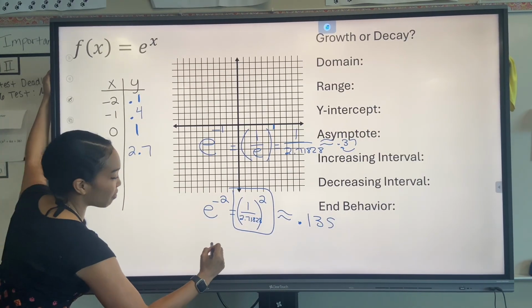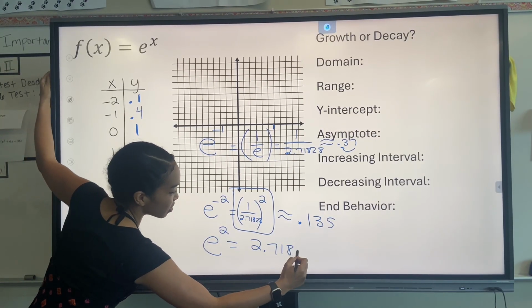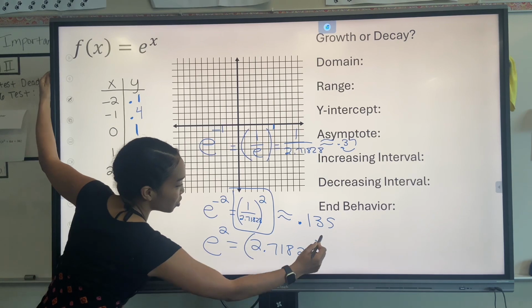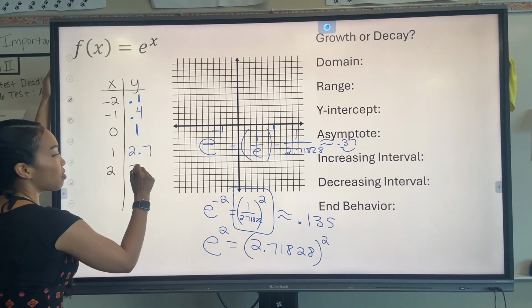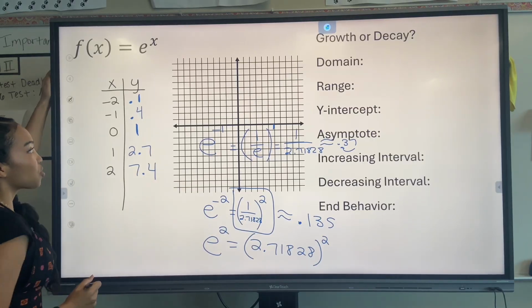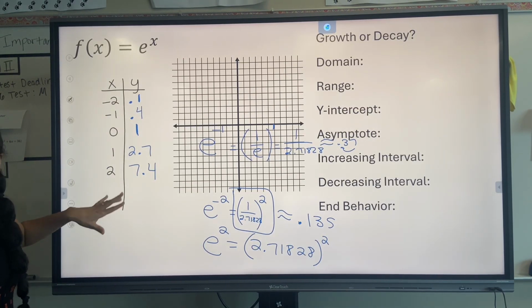And then finally we have e to the power of 2. So this is 2.71828 to the power of 2. Let me know what that is. Please round. 7.4. Thank you. So guys, this is the table that you need to have memorized. Write this on your index card.